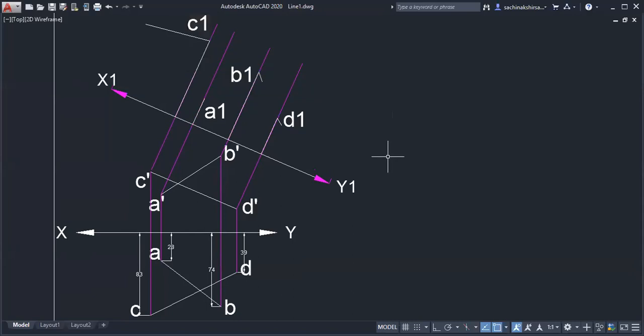Now, we just have to join A to B and C to D. So A to B and C to D, nothing else. This was just for my information, so I will remove this one.